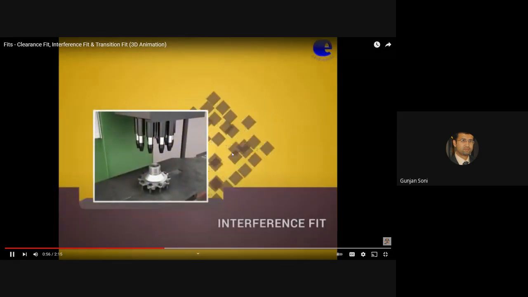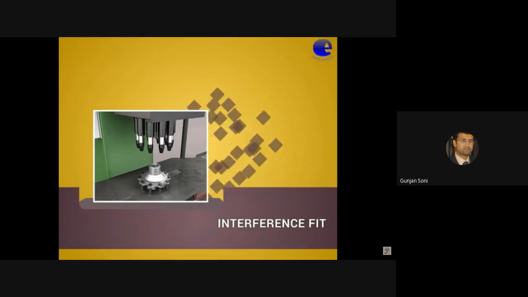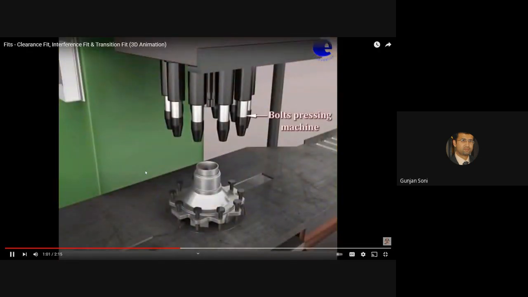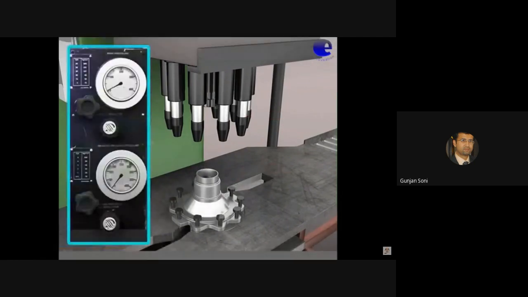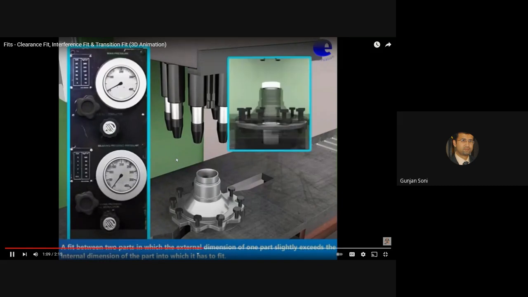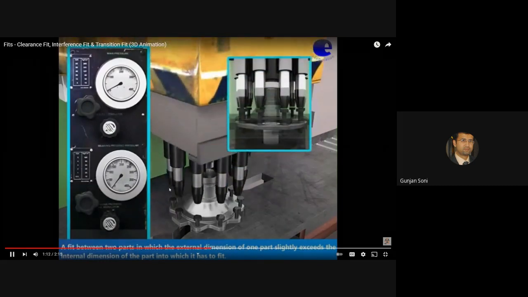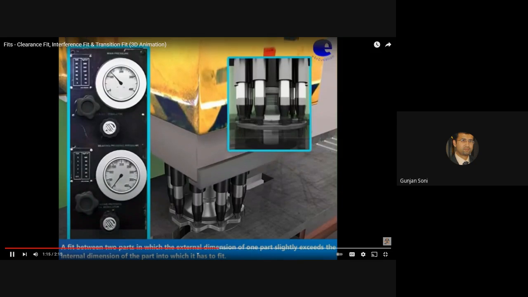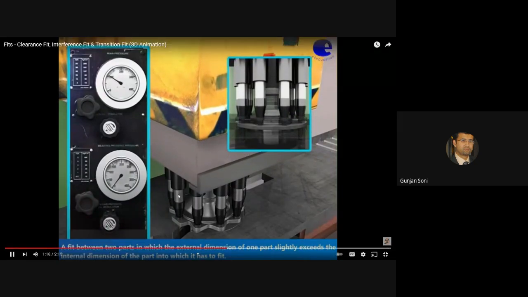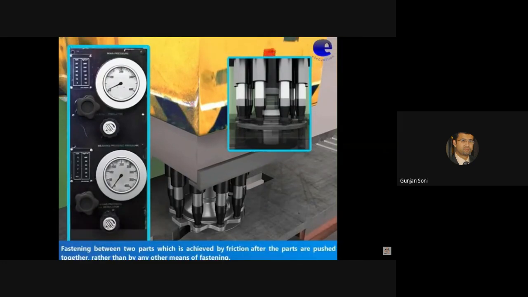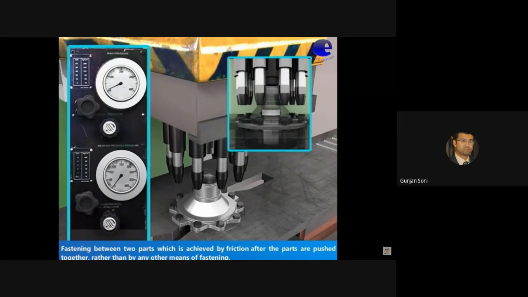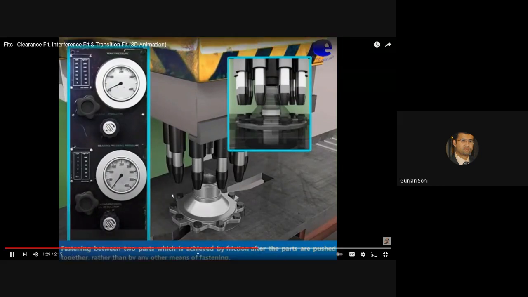Interference fit. In this video, we are going to see about interference fit. Consider a poles pressing machine. Hub. Pressure gauge. A fit between two parts in which the external dimension of one part slightly exceeds the internal dimension of the part into which it has to fit. Fastening between two parts, which is achieved by friction after the parts are pushed together, rather than by any other means of fastening. The hole diameter is smaller than the bolt diameter.